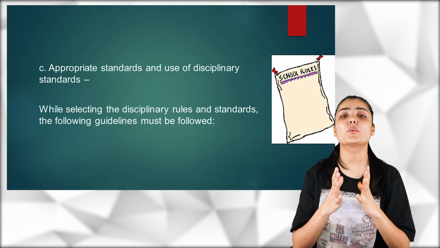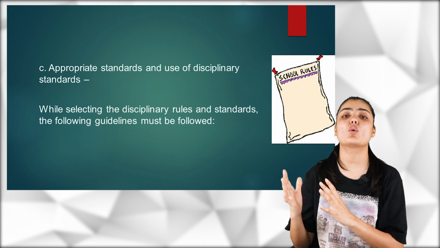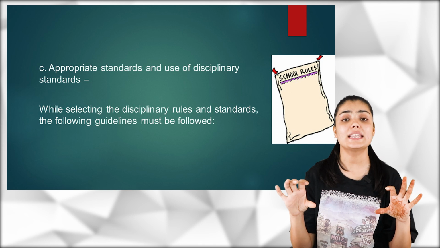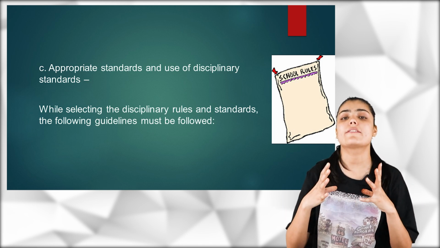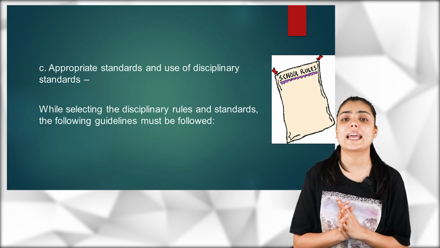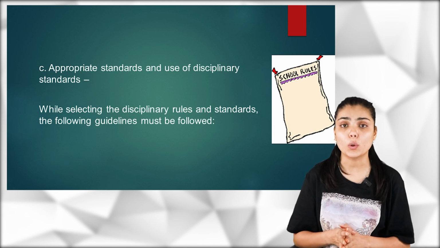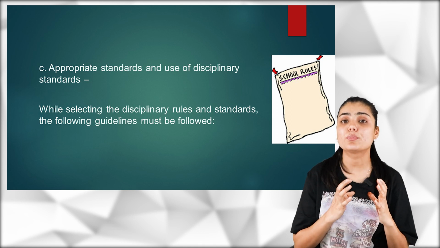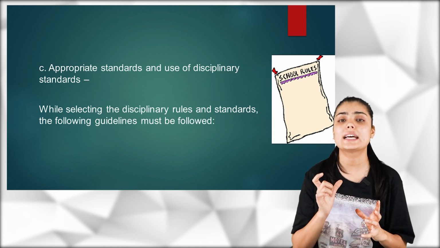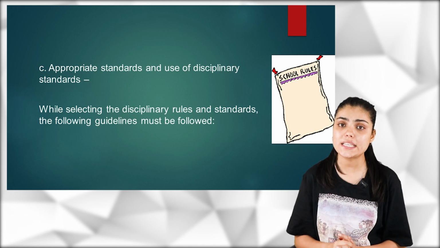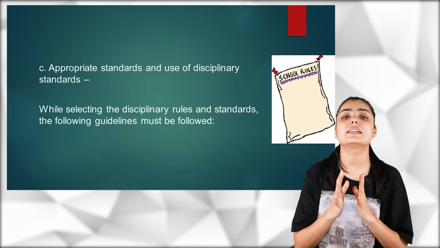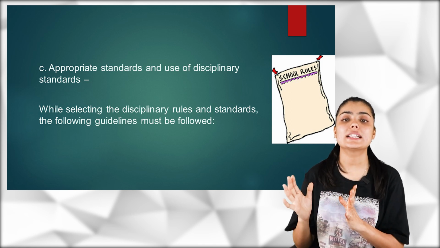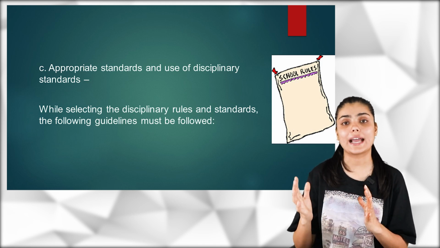Third one, we have appropriate standard and use of discipline. So any organization must follow a disciplinary standard which the students, the faculties and the members of the organization are expected to follow. But those rules and regulations, those standards are to be selected properly, and only appropriate ones that can be followed must be selected. So while we select the disciplinary standard within the organization, we must follow a certain guideline. Let us see what are those guidelines.